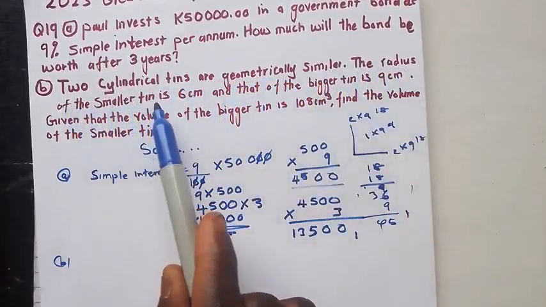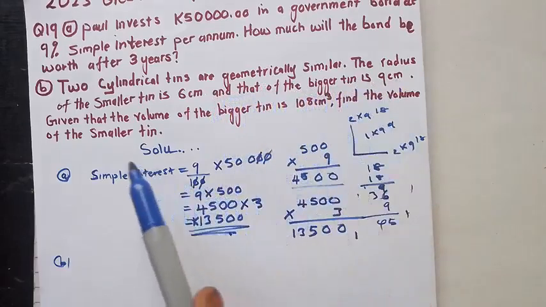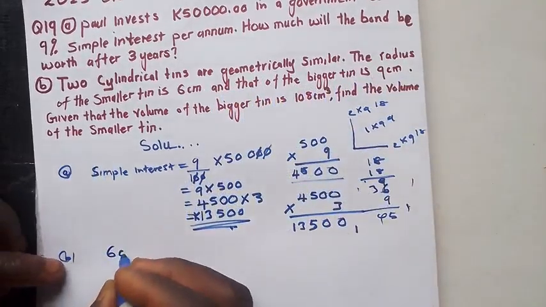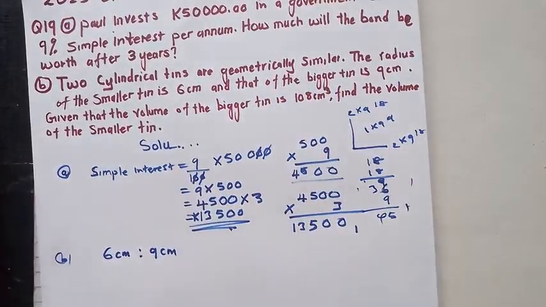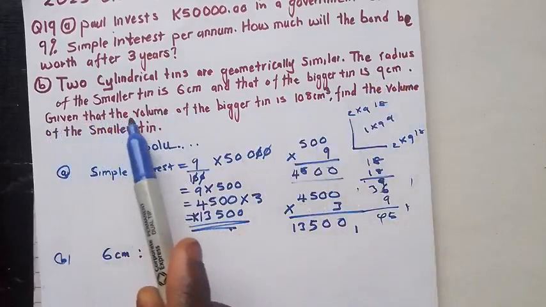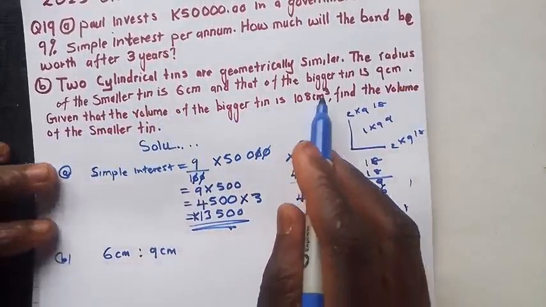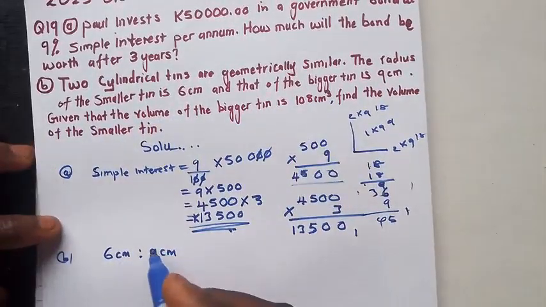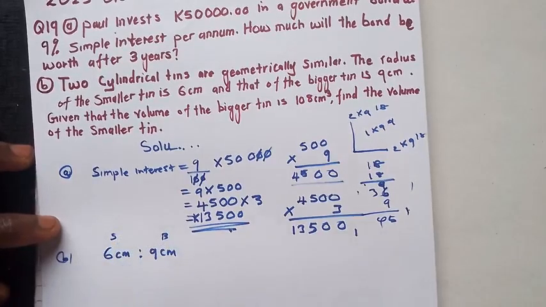The radius of the smaller tin is 6 centimeters and that of the bigger tin is 9 centimeters. So I'm going to say 6 centimeters to 9 centimeters. Remember, this one is the ratio. We are talking about ratio, similarities. Yes. So, given that the volume of the bigger tin is 108 centimeters cube. So, remember, this one here is the radius of the bigger tin. Then this one is the radius of the smaller tin. So, I'm going to say S, then here B for the bigger tin.